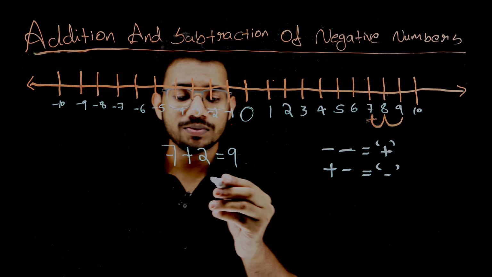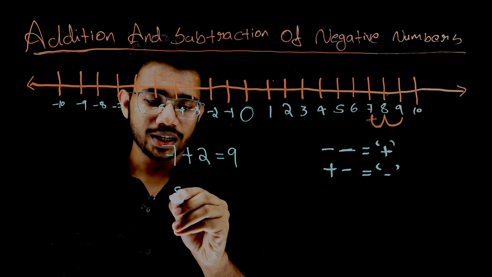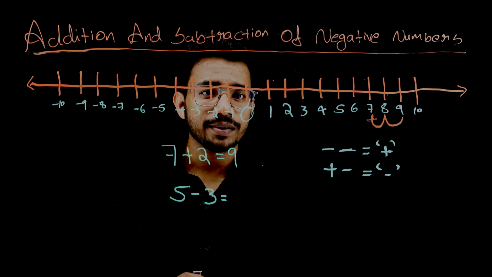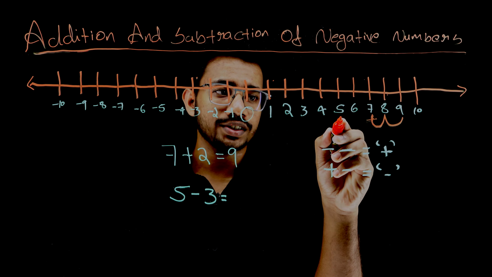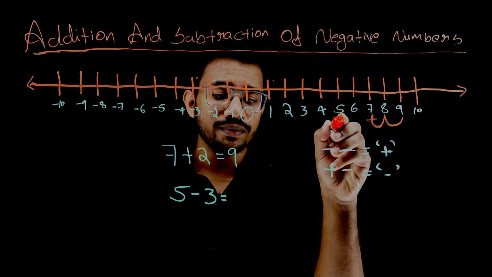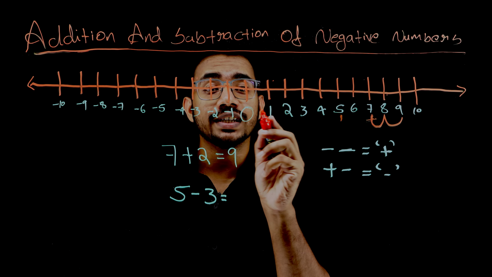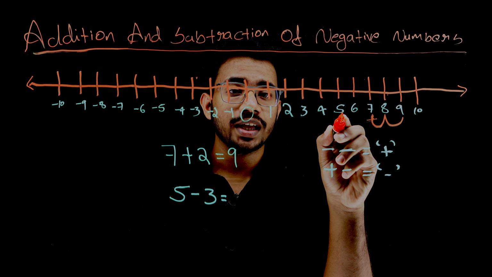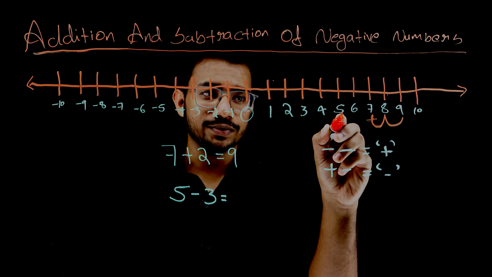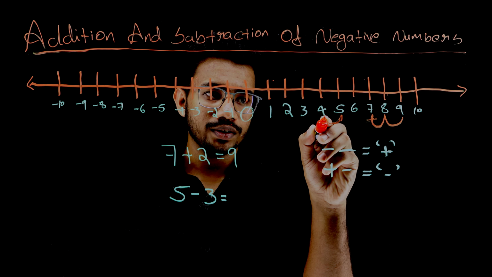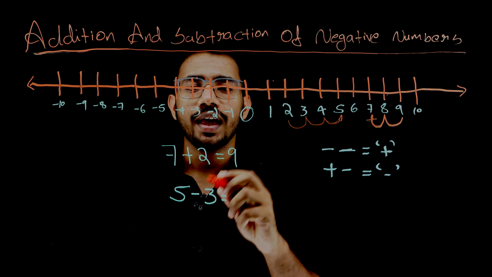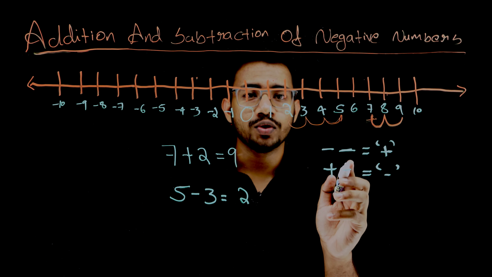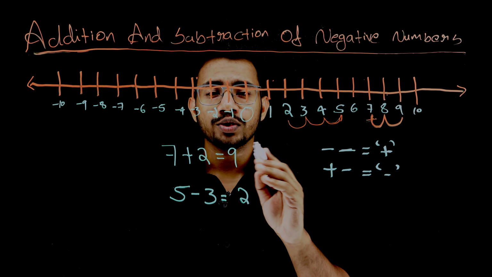Now what happens if I'm subtracting, let's say 5 minus 3. Here, where am I standing? I'm standing on 5, and from 5, I am moving towards the left side since I am subtracting. I am moving 3 units to the left, so that is 1, 2 and 3, and I will get the answer as 2. So in the case of subtraction, I move towards the left side of the number line. Keep that idea in your mind.